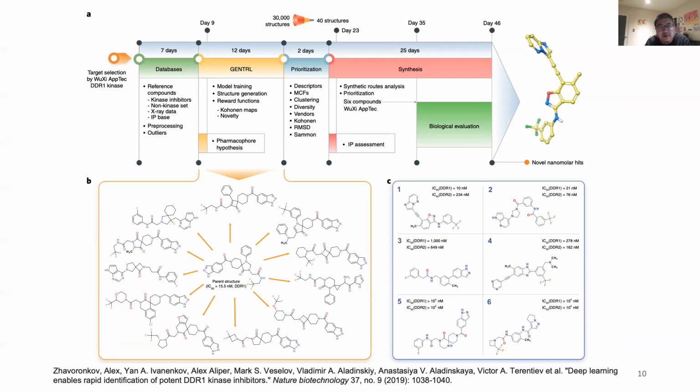So this is the workflow of the proposed pipeline. Part A is the general workflow and the timeline for the design of lead candidates using something called GENTRL. I will show it in the next week. And part B is some representative examples of generated structures compared to the parent. In this paper, they are focusing on DDR1 kinase inhibitors, and part C is the generated compounds with the highest inhibition activity against the human DDR1 kinase.